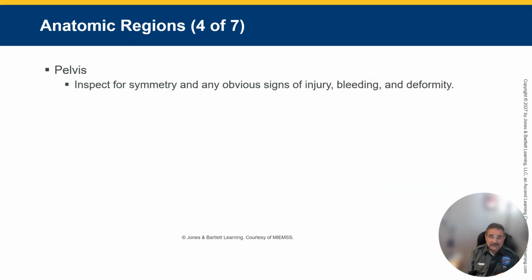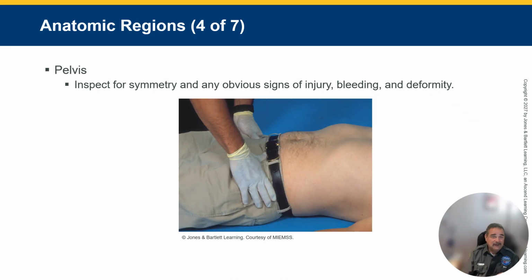Pelvis: check symmetry and any obvious signs, such as bleeding or deformity. We're going to squeeze gently in, okay? Push gently down, all right? See if there's any instability. If the patient complains of pain, or if it doesn't feel right, leave it alone and bind it, stabilize it.